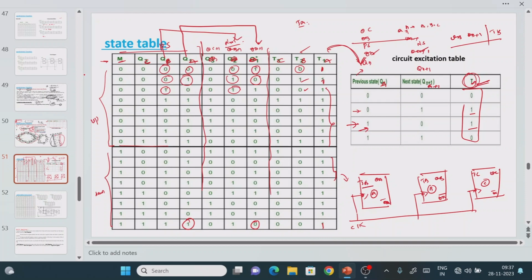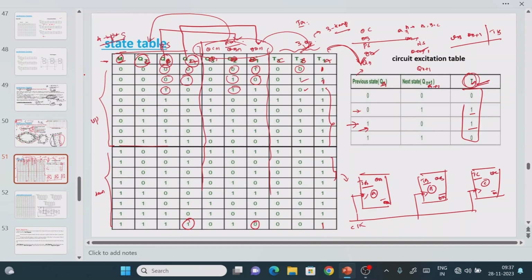The final thing is that we are going to find the TA value, TB value, TC value, right? So it means that we require some logic expressions, right? To find the logic expressions, how many outputs do we have here? 3 outputs. 3 outputs means how many K-maps do we require? 3 K-maps are required. Which variable K-map? As I said in the previous class, before the next state we call it the input, after the next state we call it the output. So how many inputs do we have? M, QC, QB, QA. It means that we have 4 inputs.